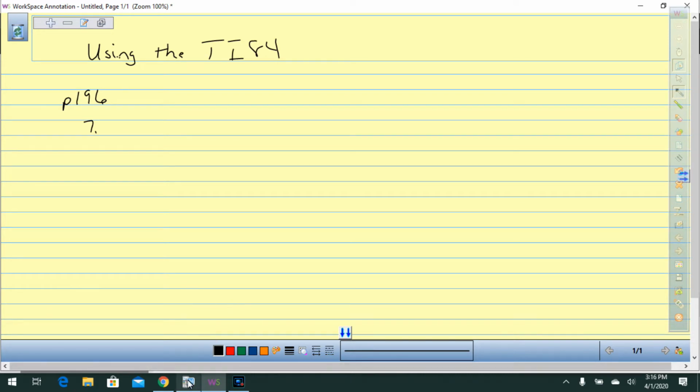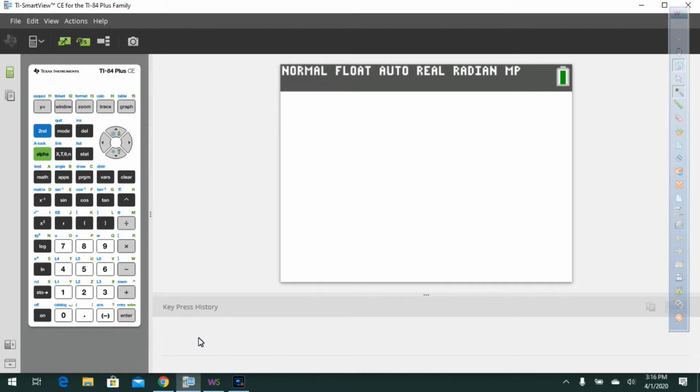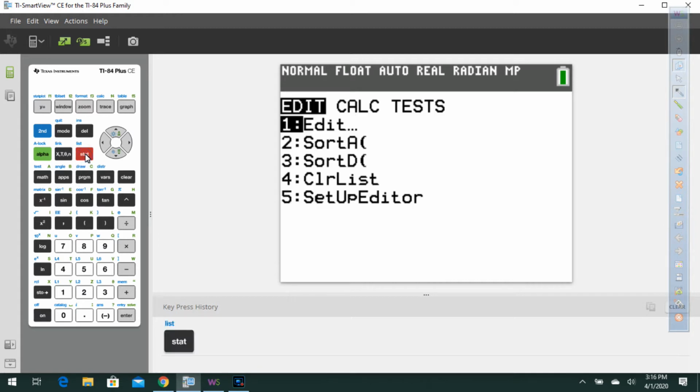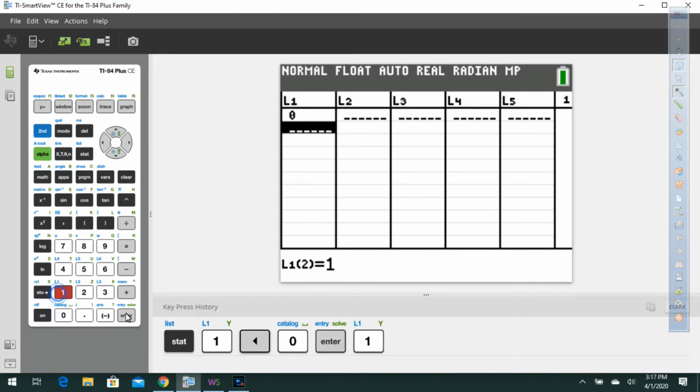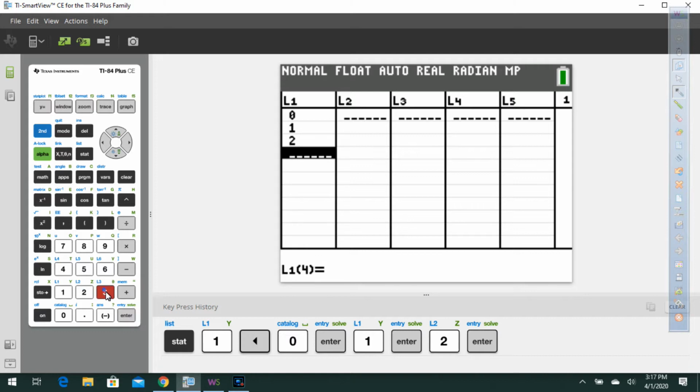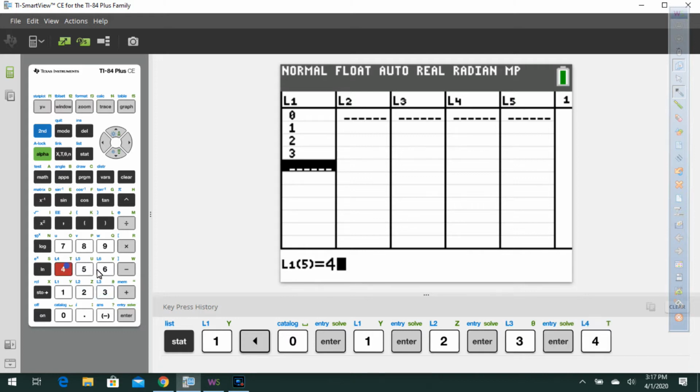Okay, what we need to do is we've got our TI-84. We need to press stat, and then you see it says edit. We're going to press 1 for edit. And in L1, we're going to put the X values 0, 1, 2, 3, 4, 5.